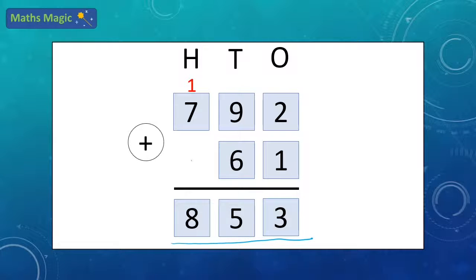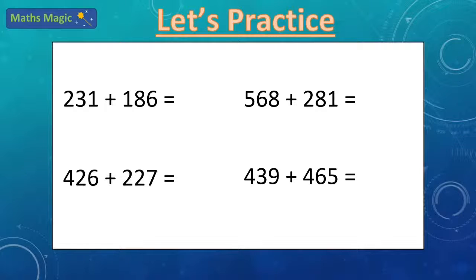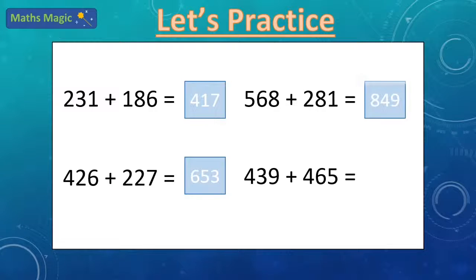Okay, think you've got the hang of this method? Challenge yourself by solving these calculations using the method we've just practiced. Pause the video now. Right, let's check our answers. So our first question was 231 add 186. The answer was 417. Our second question was 426 add 227. Our answer was 653. Our third question was 568 add 281. Our answer was 849. And finally, 439 add 465, which equals 904.